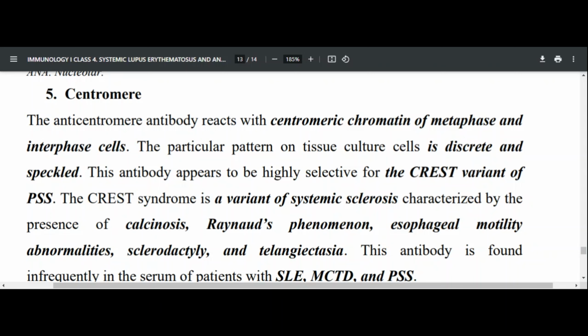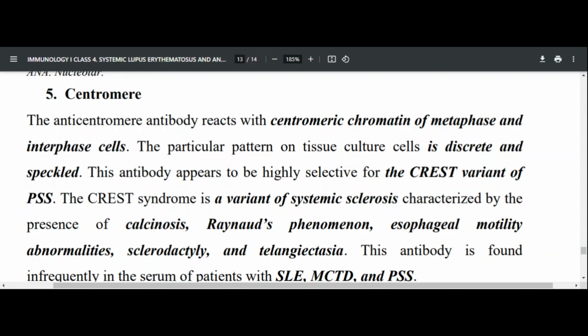You remember that CREST syndrome is a variant of systemic sclerosis or progressive systemic sclerosis, which is characterized by calcinosis, Raynaud phenomena, esophageal motility abnormalities, sclerodactyly, as well as telangiectasia. So I will explain these terms later. What is calcinosis, Raynaud phenomena? This one we have seen. Esophageal motility abnormalities, as well as sclerodactyly and telangiectasia.